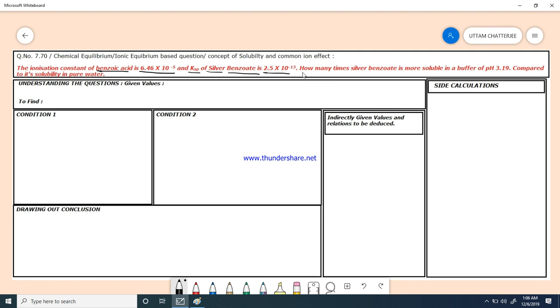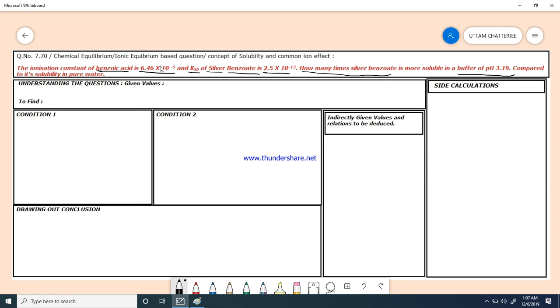Now there are two conditions. Silver benzoate is dissolved in water, and silver benzoate is dissolved in benzoic acid. So we have to find out in which case silver benzoate is more soluble, whether it is more soluble in water or in benzoic acid with a buffer of pH 3.19. So what we have to calculate is the solubility of silver benzoate in water to that of the solubility of silver benzoate in benzoic acid.